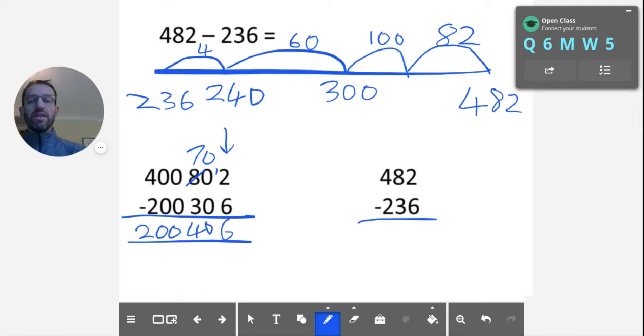Or the compact method, similar thing. 6 can't take from 2, so the 8 becomes 7. And the 1 goes down here, a little bit harder to fit in. Quite pleased though with the way this pen's going. I'm slightly getting used to it now.